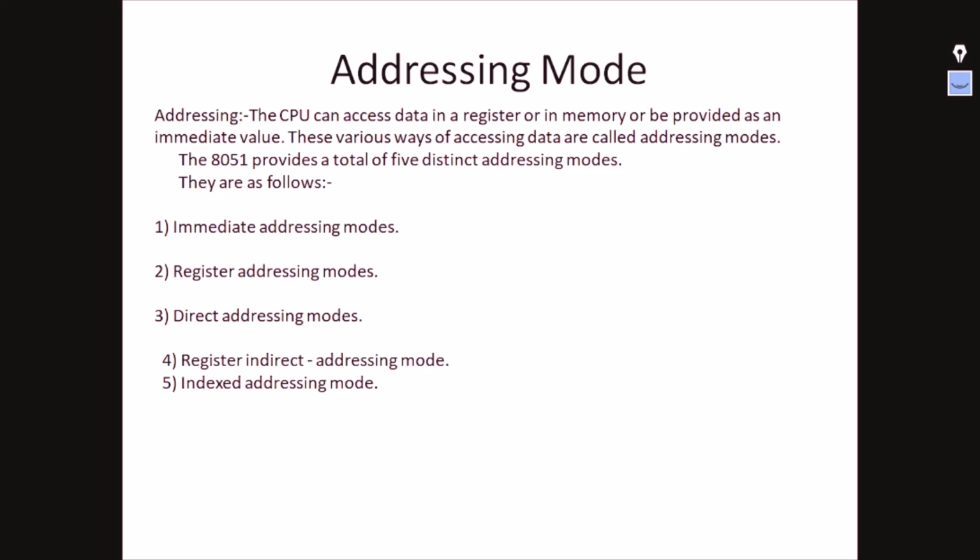Okay, so what is addressing? The CPU can access data in a register or in memory, or it can be provided as an immediate value. These various ways of accessing data are called addressing modes. So the various ways of accessing the data are called addressing modes.